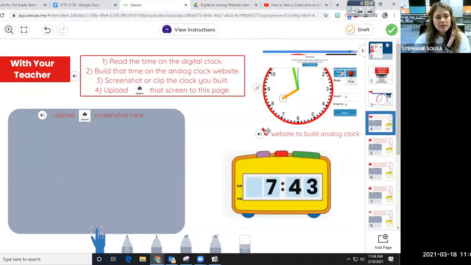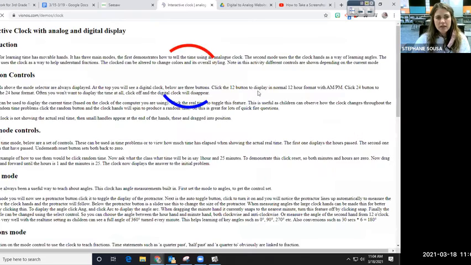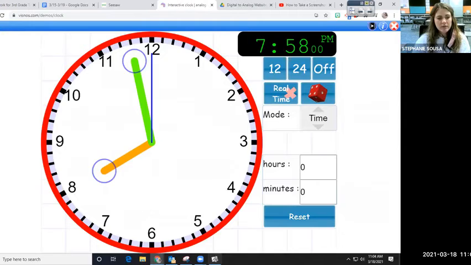Okay. Let's take a look at this one together. Go ahead, please, and click on this link to open up your interactive clock. When you open up your interactive clock, take a few minutes to play around with it. I know it's tempting to play, so I'm going to give you guys a few minutes to get that done, so when it's time to work, we can work. So play around with your clock for a few seconds.